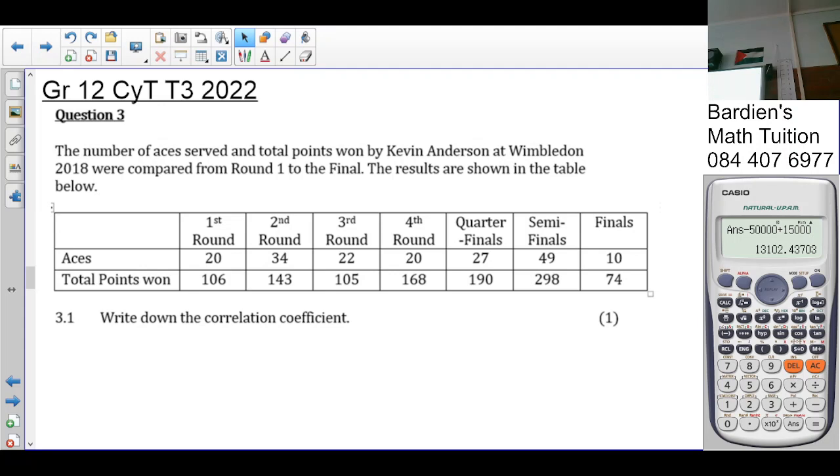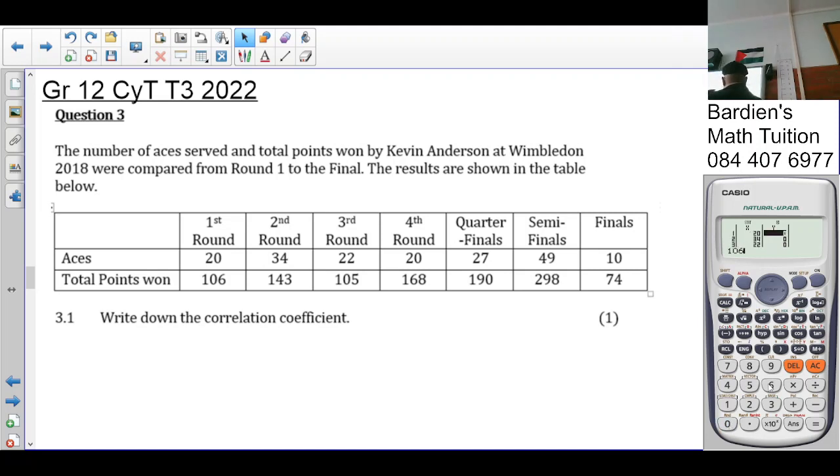Okay. So we need to program our calculator. So how do we do that? It is mode, 3 for stat, then 2. We're going to enter the data. So it's 20, 34, 22, 20, 27, 49, 10, 10, right, that's it.